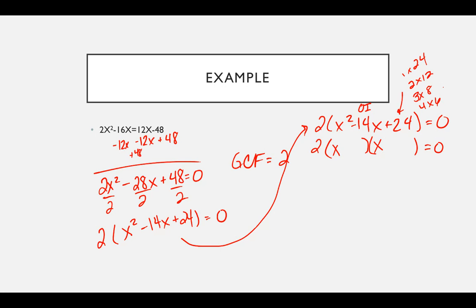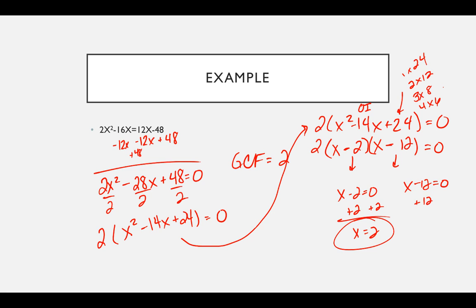So looking through my list, I know the 1 and 24 is not going to do it. That 24 is too big. 2 and 12 is actually going to work because here my outside terms are 12, my inside terms are 2. If they're both negative, they'll combine to give me negative 14. So now anything with a variable gets set equal to 0. x minus 2 equals 0. x minus 12 equals 0. Add the 2 to get x equals 2. Add the 12 to get x equals 12.